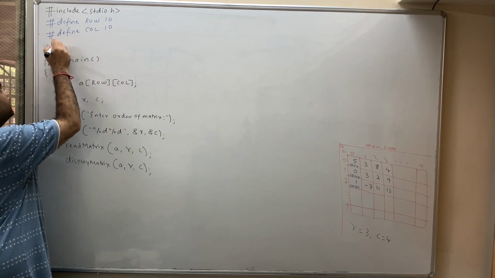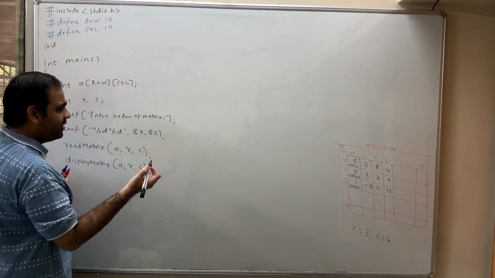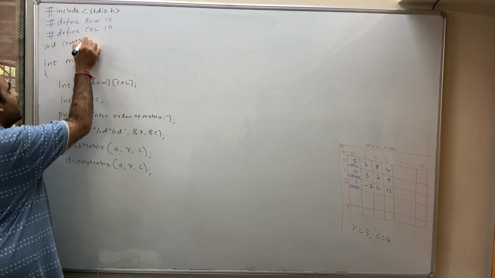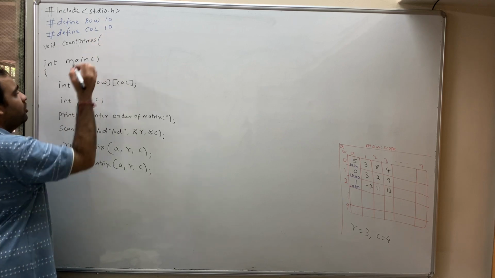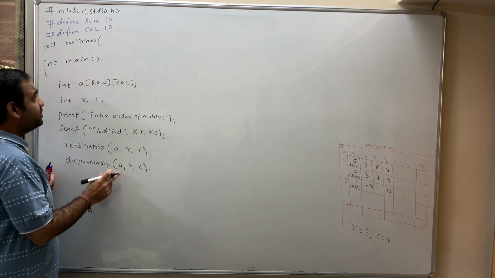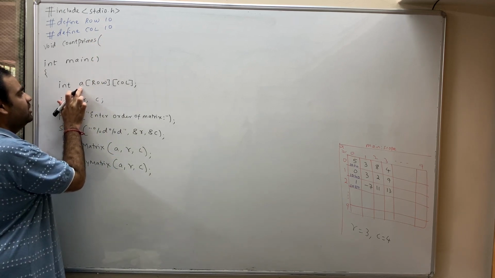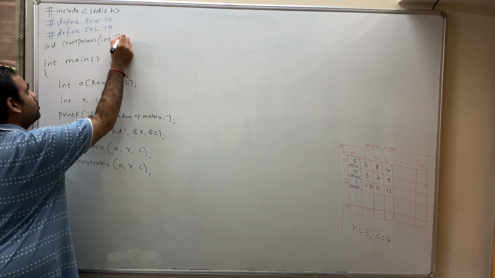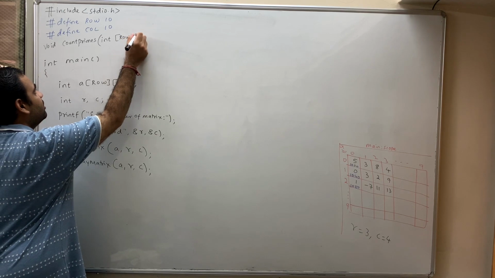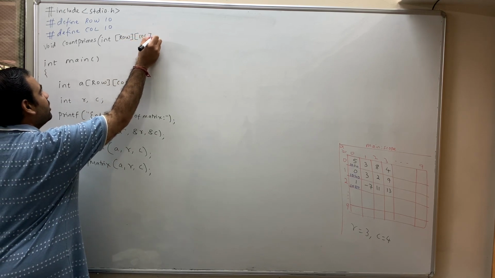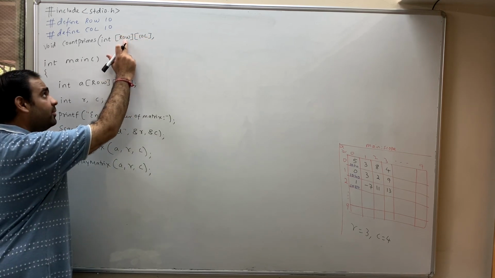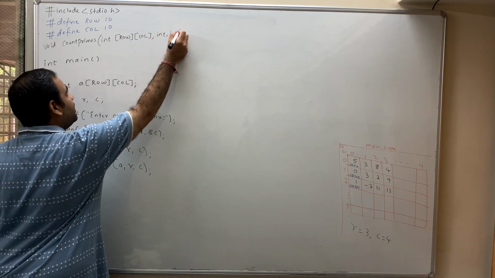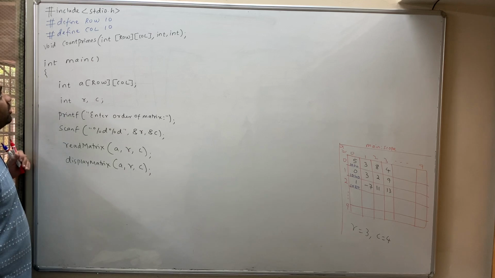I say void, and let me write one function called count primes. In which matrix do I want to count primes? In the matrix A. Therefore it is of type integer 2-dimensional array. You cannot skip the column size, but you may skip the row size. How many rows are there? R number of rows. And how many columns are there? C number of columns.